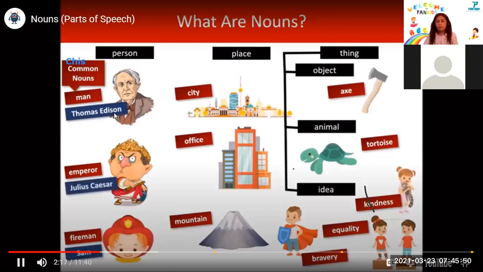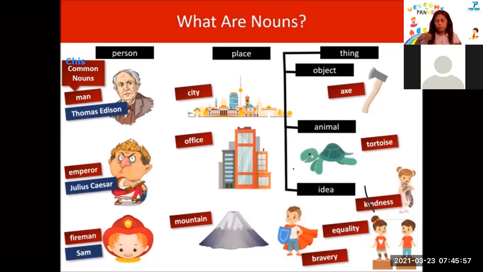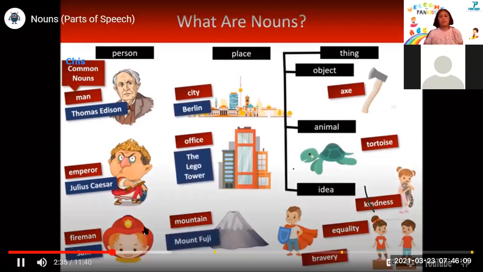Julius Caesar. These words in blue are proper nouns. Proper nouns make the word more specific. This city is Berlin. This is Mount Fuji in Japan. Okay, look at this, Uyen. These are common nouns. The ones written here in gray or in blue are proper nouns. Okay.